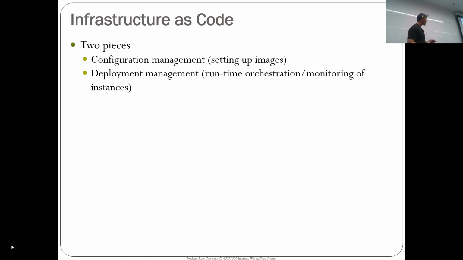Okay, so for an IAC system, there are two pieces to this. There's the configuration management, which is setting up the images that you're trying to run, and then the deployment management, basically deploying all of these things onto actual infrastructure, and then the runtime orchestration, making sure that all of that stuff is running. So yeah, specification and configuration, the first step, and then the runtime deployment is the second step.